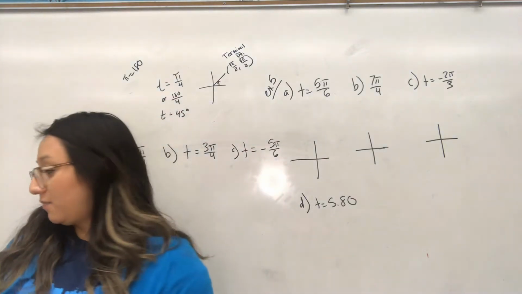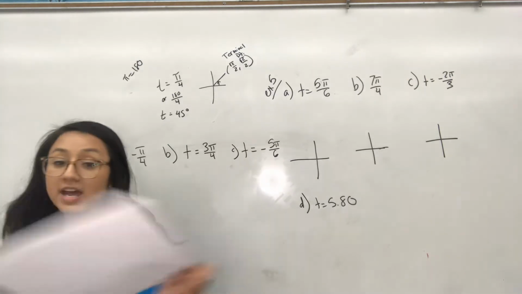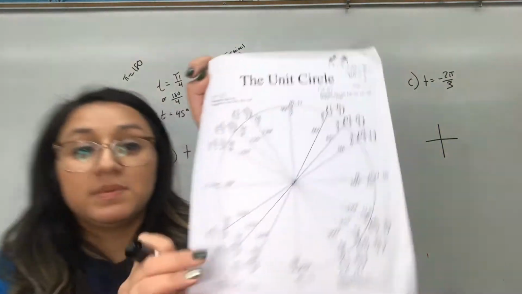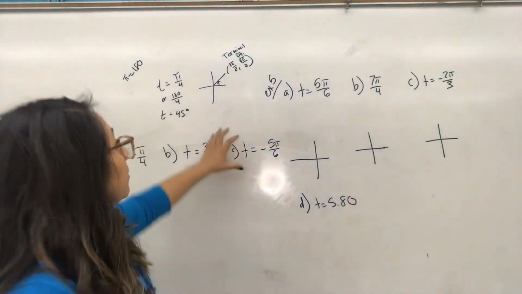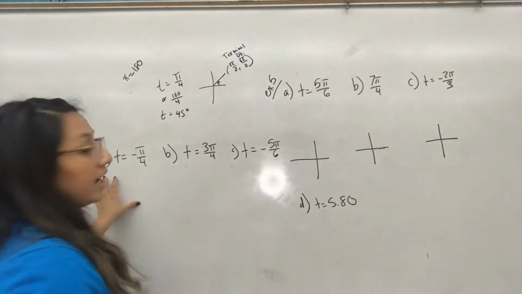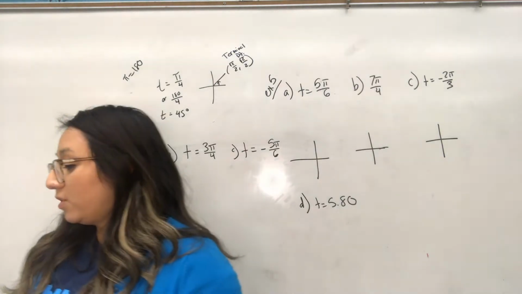So over here, if we look at this chart, and of course you need your unit circle, make sure you have that out because this is going to be your best friend. So all of these numbers are pertaining to something within here. So example 4A. We're going to do 2 examples today, so 4 and 5.